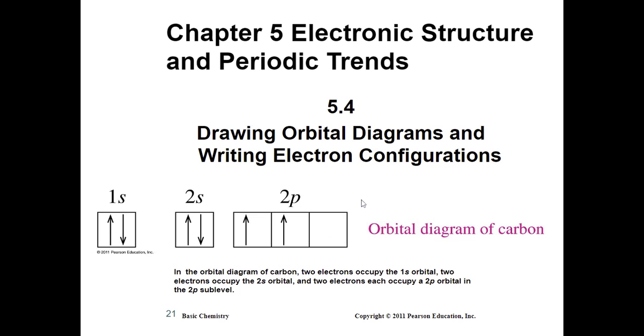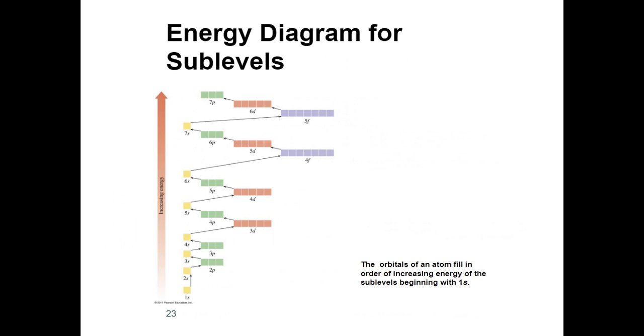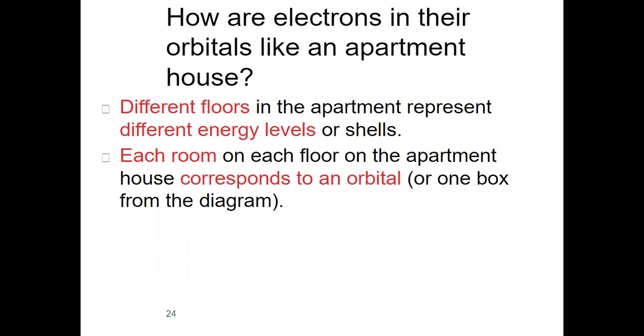So what are the rules in writing an orbital diagram? You also need to know the number of electrons. Every time you do this, you need to know the number of electrons. It's good if you know the electron configuration first, and then you do the orbital diagram. Here we go. How are electrons in their orbitals like an apartment house? Let's have an analogy. Different floors in the apartment represent different energy levels or shells. Each room on each floor corresponds to an orbital.